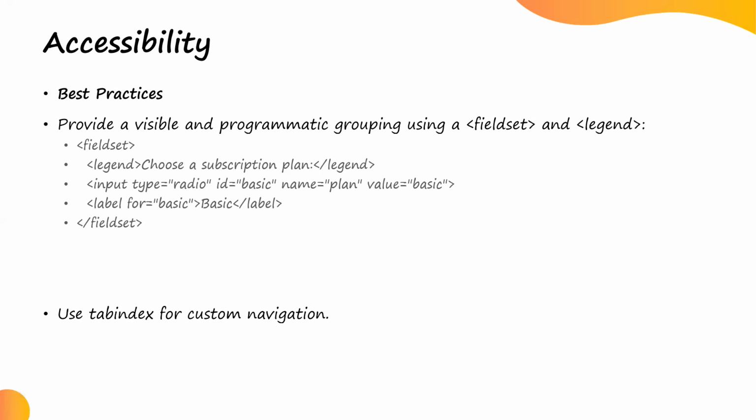Somebody can actually use the keyboard and they use the tabindex. I'm not going to explain it here, but to improve accessibility of your radio buttons, first of all, use labels. Secondly, put them in fieldsets, programmatically group them, and then use tabindex for custom navigation.